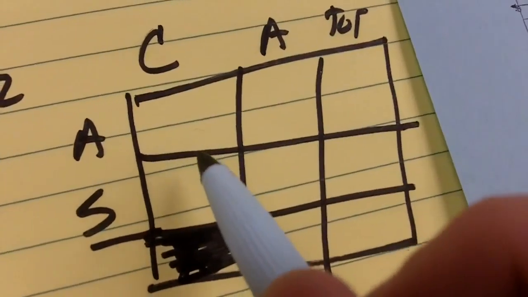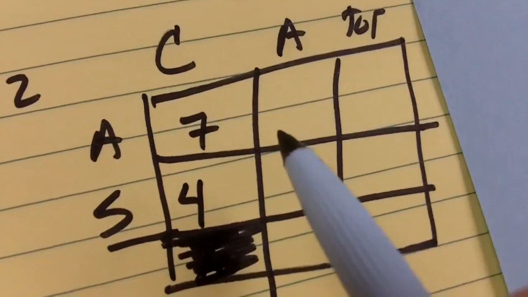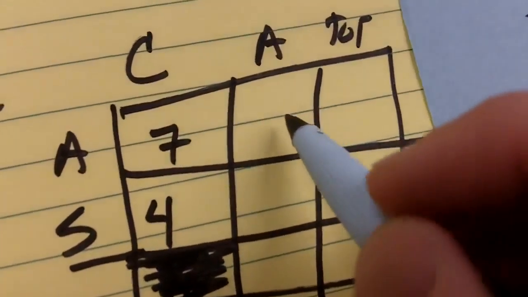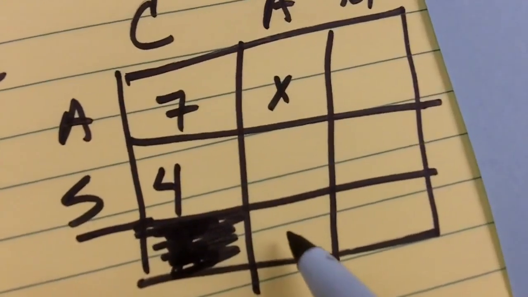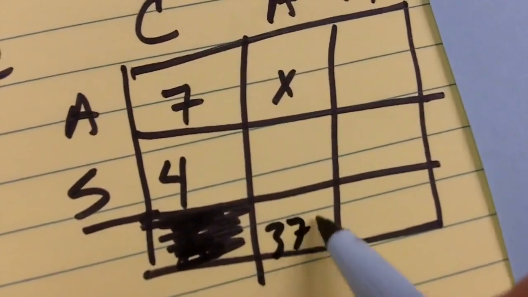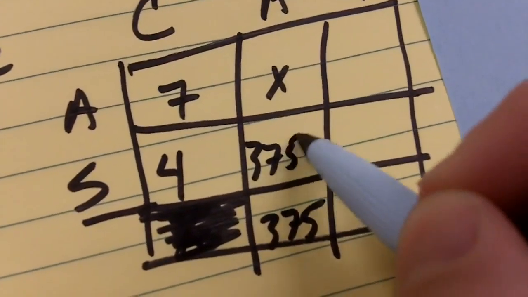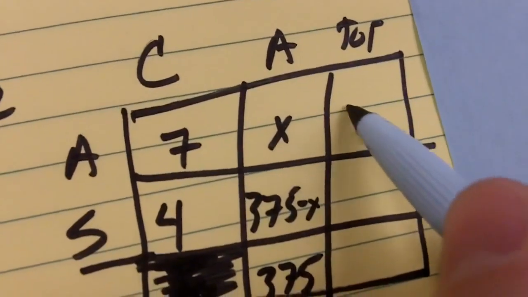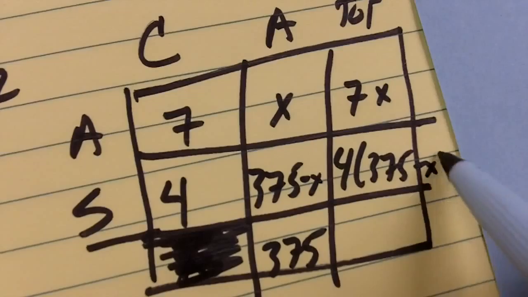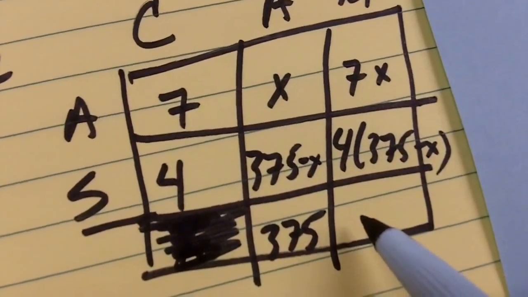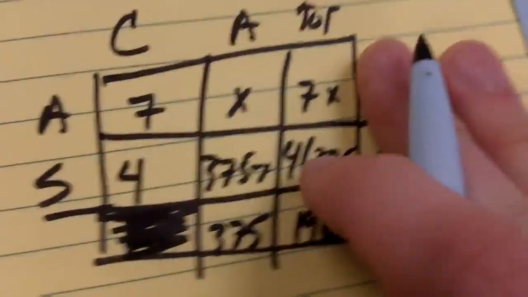The cost of an adult ticket is $7. That's from the problem, and the cost of the student ticket is $4. The amount of adult tickets, I don't know. The total amount of tickets was 375, and so this x plus something equals 375, or 375 minus x is this number. Total is 7x. 4 times 375 minus x, and it tells you that the total were sold for $1965, so it tells you that number in this problem.